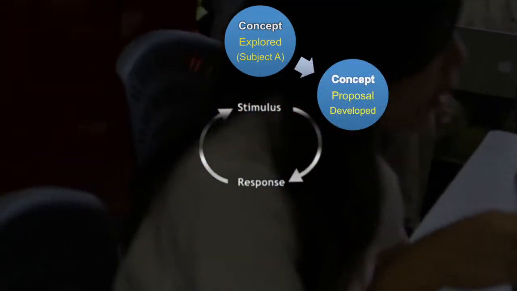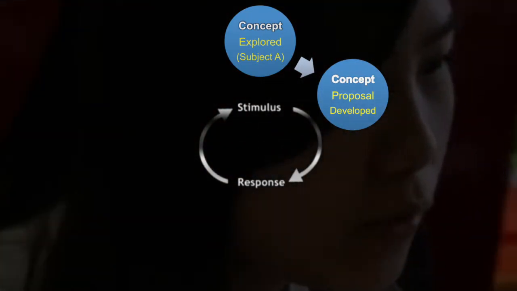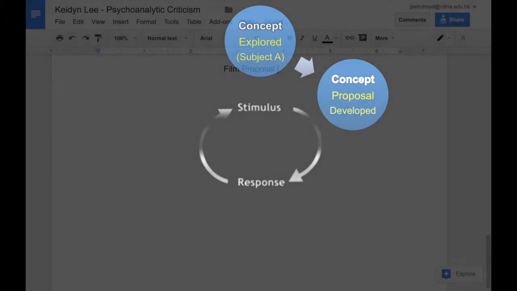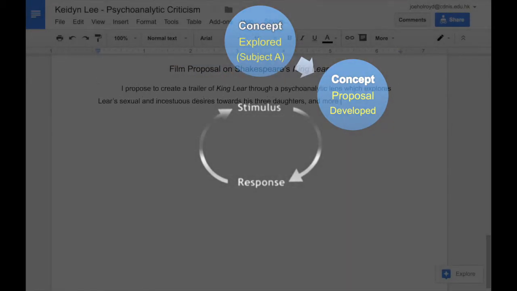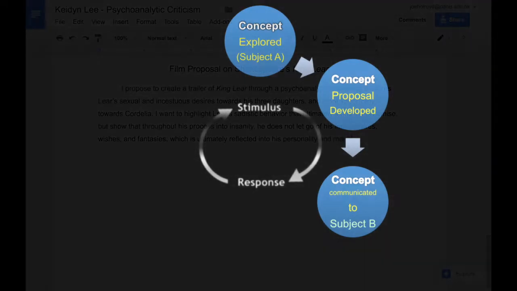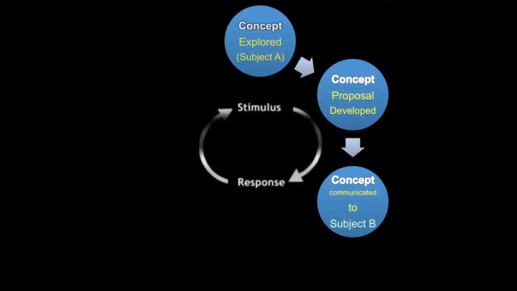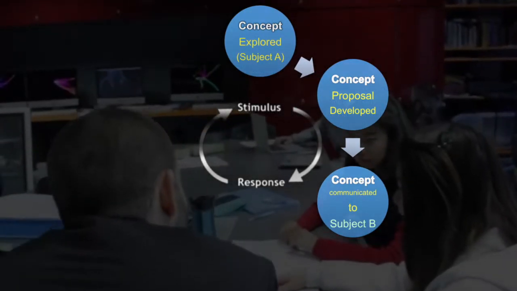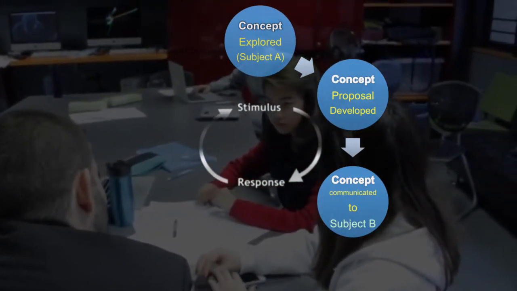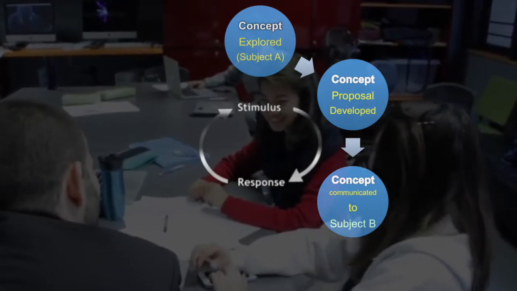2. A concept proposal is developed. Here, the literature students each develop a proposal for an ideological lens on either a trailer or a scene from Lear. 3. This concept is communicated to students in Subject B. Here, the proposals are shared anonymously with film students. Film students then choose one and they get to work.